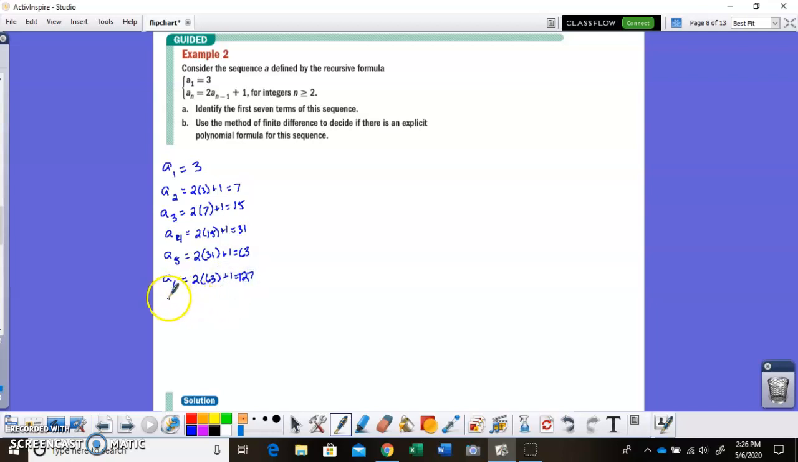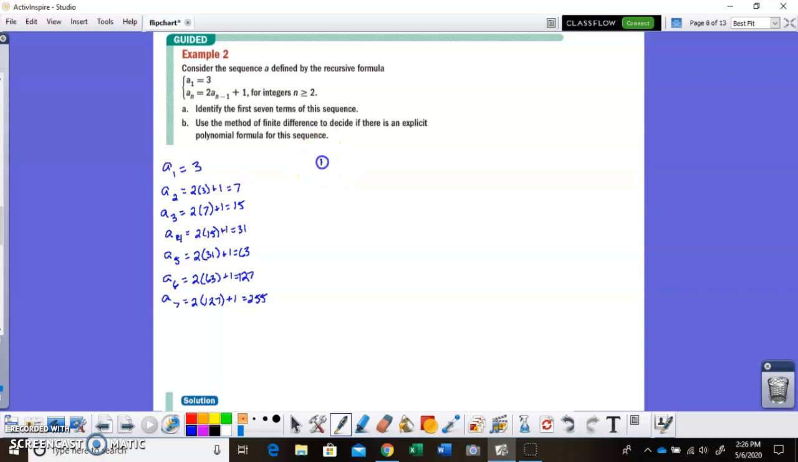And then the last term, the seventh term, is going to be 2 times 127, which is 254, plus 1 more, which would get us 255. So that's bringing back some of that old math that we learned a couple units ago.